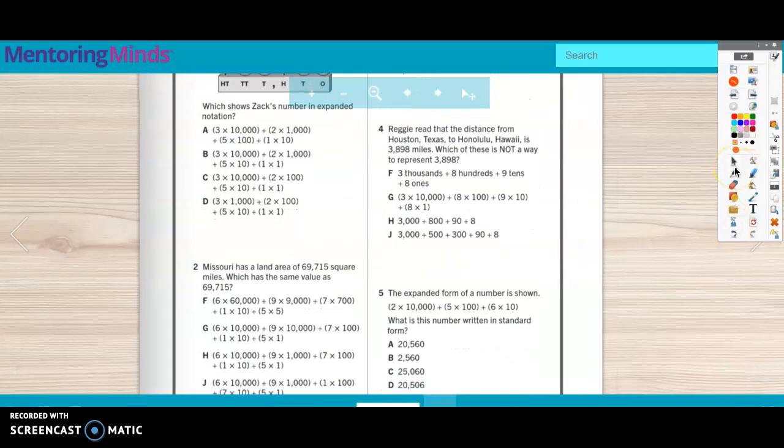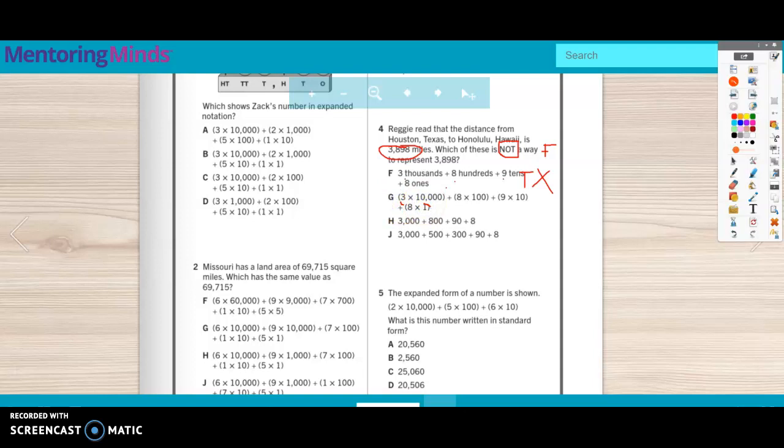And number 4, Reggie read that the distance from Houston, Texas to Honolulu, Hawaii is 3,898 miles. Which of these is not a way to represent 3,898? Not. So again, we're looking for the false statement. F, 3,809 times 8 ones, that's a true statement. That's not what we want. Exit out.